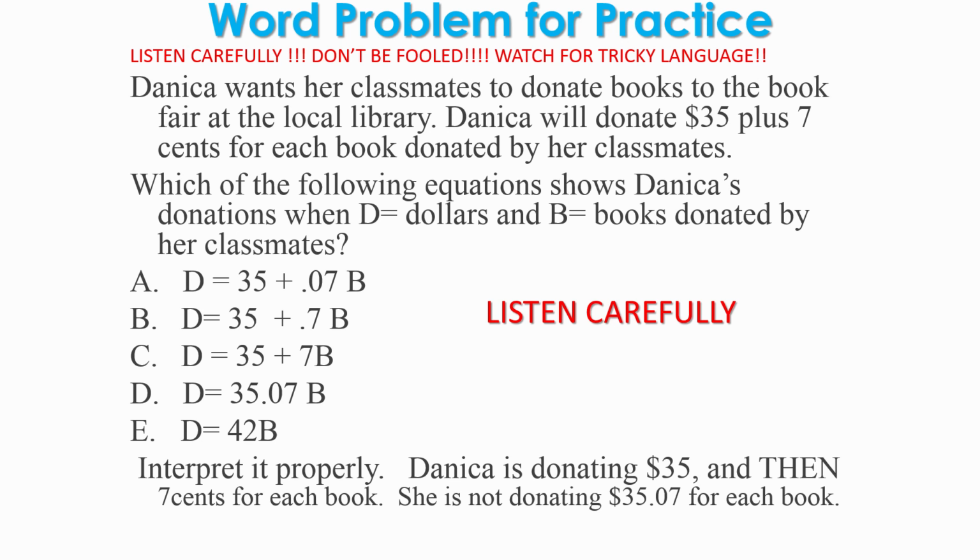It says she'll donate $35 plus 7 cents for each book donated by her classmate. But that doesn't make any sense to interpret it that she'll donate $35.07 for each book. It must mean she will donate $35 anyway, and then another 7 cents for each book. If that's the case, D equals 35, what she will donate separately, plus 0.07, the amount for each book, times B, the number of books. So the answer is A.